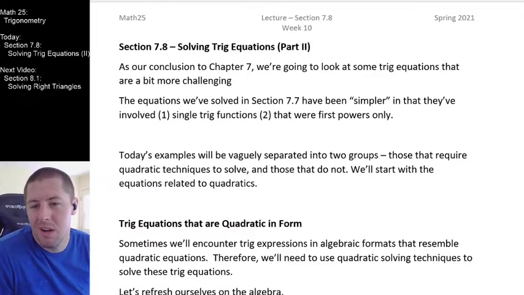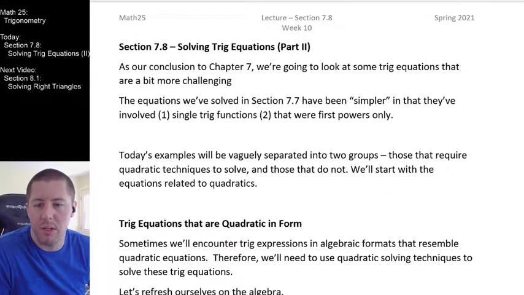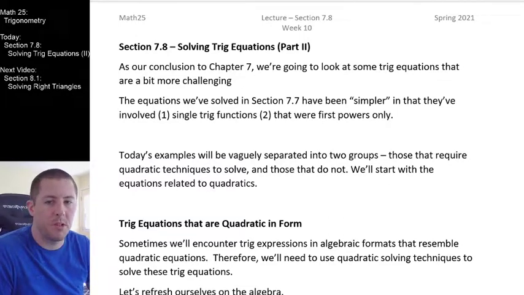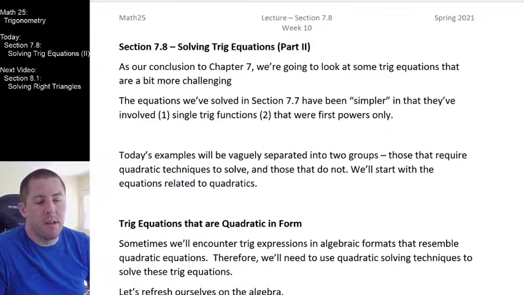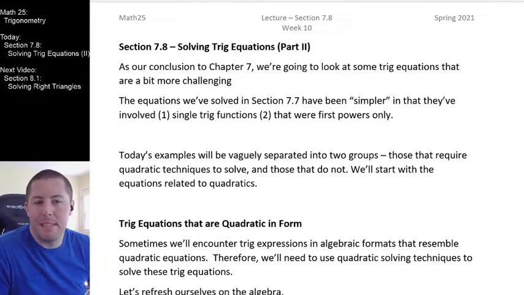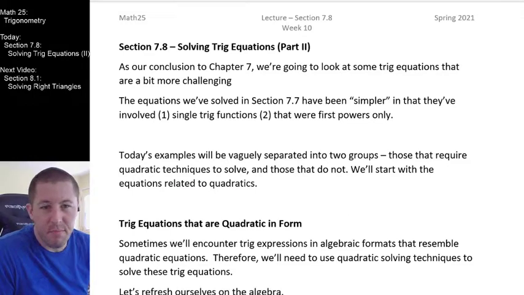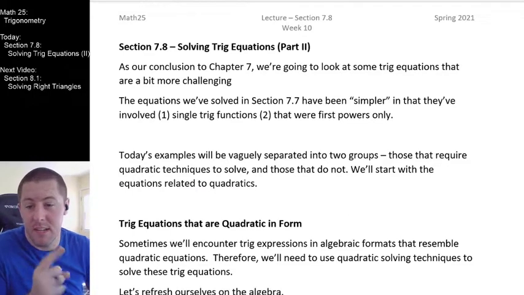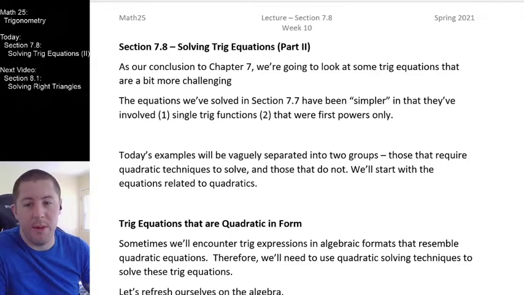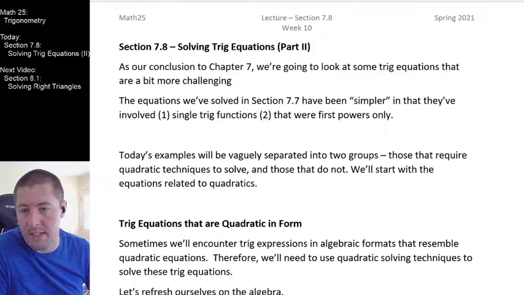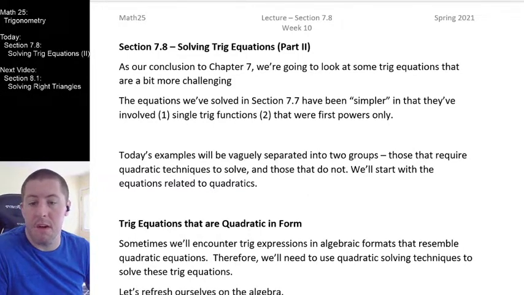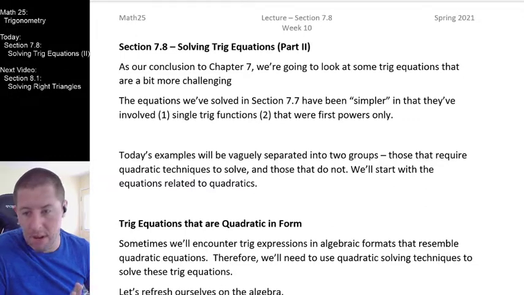Really, I think the tougher part here is we get more algebra steps. We're not getting any more trig here. We're just getting some algebra associated with our trig. In general, the equations that we solved in section 7.7 were a bit simpler, and I'm putting that in quotes because I know that those were hard also, because those involved a single trig function in all those cases, right? We just had a single sine, cosine, or tangent and nothing else. So today we're going to see some equations that involve both sines and cosines, and we're going to have to figure out how to deal with that.